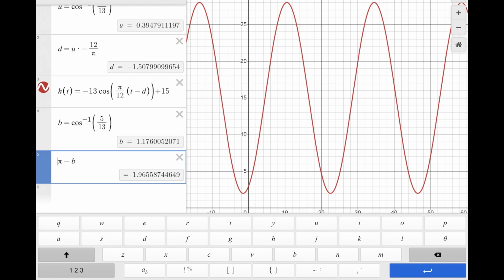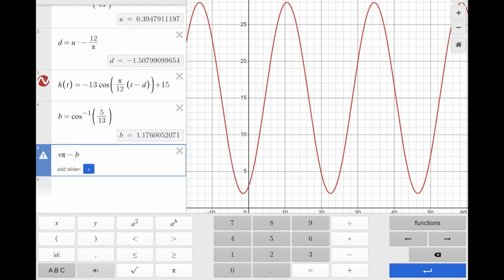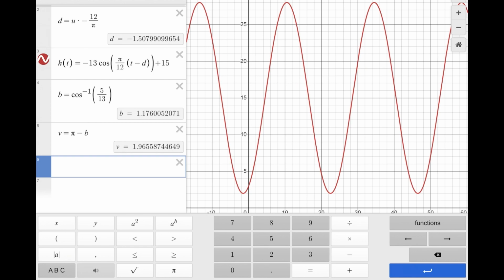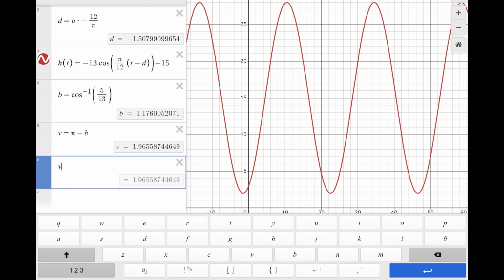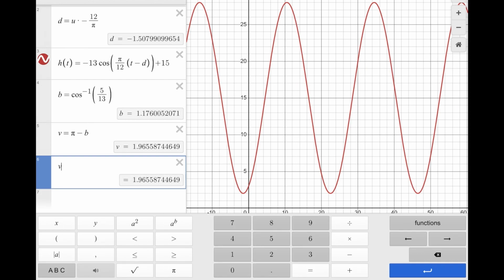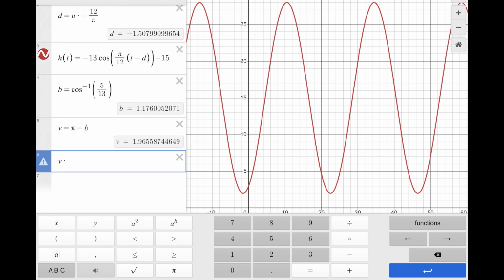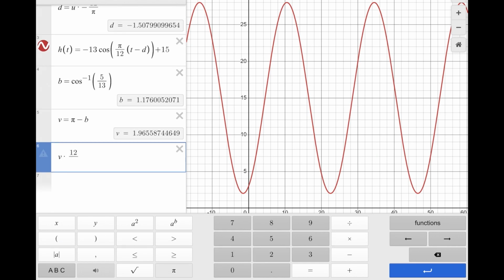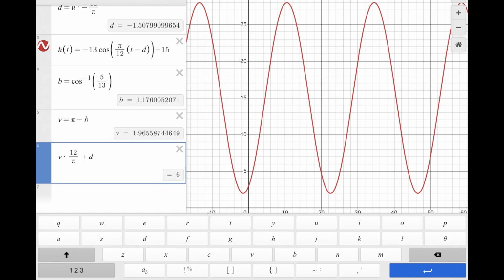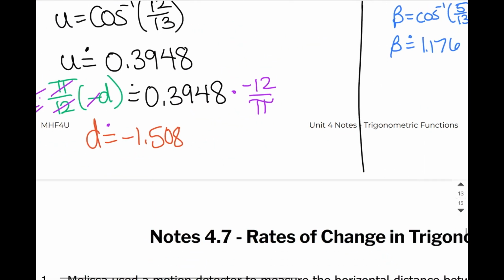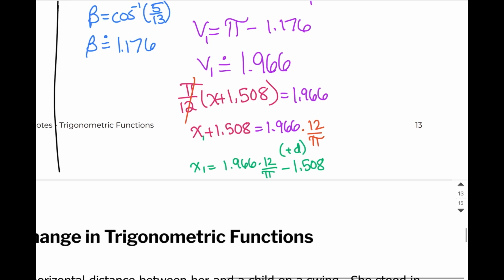So here, this is what v was. And to get that v value, what I did is I took that number, that 1.966, I multiplied that by 12 over pi, and then I added d to that. And that would give me 6, like a perfect, even, beautiful 6, which is just a coincidence that it ended up being a perfect answer here. So here, x1 would equal 6.